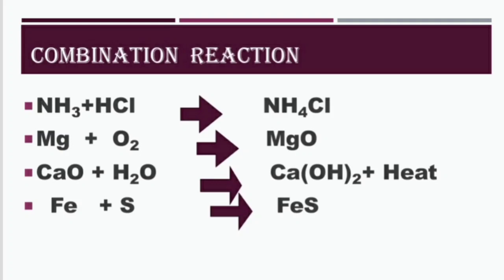Here are some examples of combination reaction. First one, ammonia plus hydrochloric acid gives ammonium chloride. Magnesium plus oxygen gives magnesium oxide. Calcium oxide plus water gives calcium hydroxide plus heat. When in a reaction heat is produced, it is known as exothermic reaction. And then last one is iron plus sulfur gives iron sulfide.